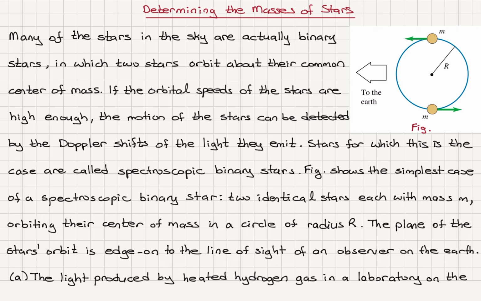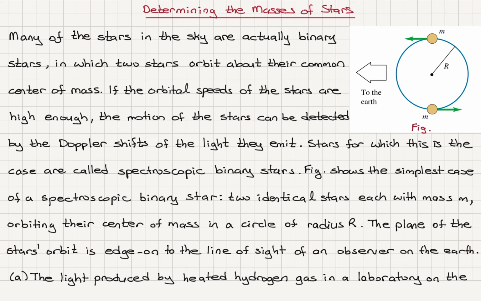And we also have the plane of the stars' orbit being edge on with the line of sight of an observer on Earth. And in the first part of the problem, we have gone through the relativistic Doppler shift formulas and we have derived those. Now we're going to proceed with part A.